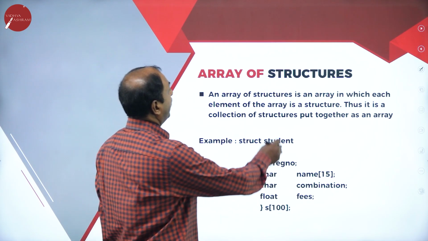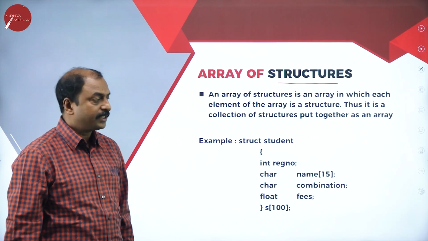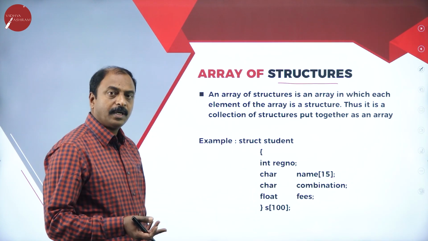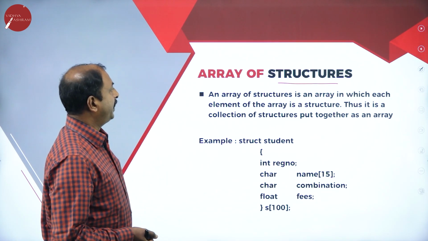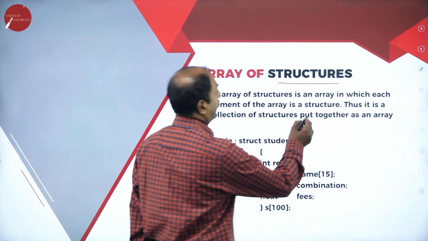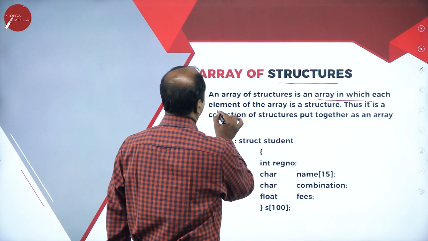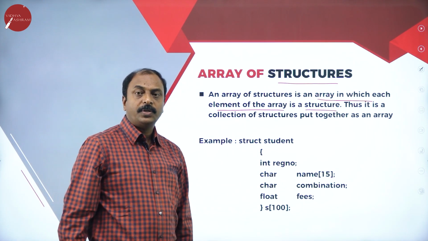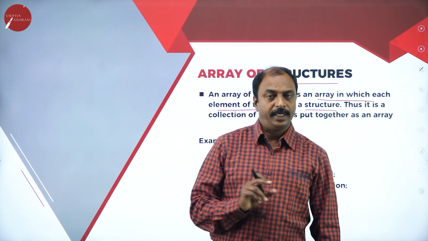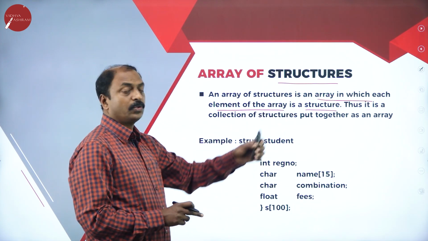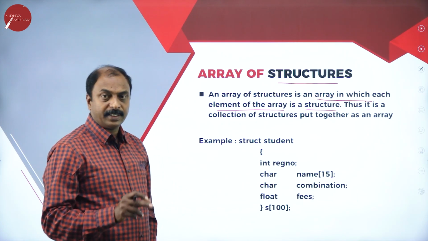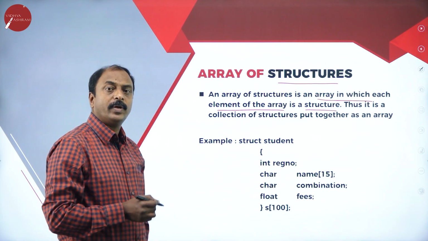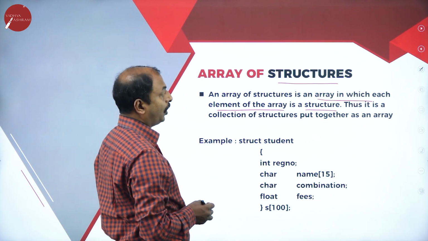Next concept is array of structure. Now, we know what a structure is: a group of elements, which can be of different data types, or members can be of the same data type. But what is an array of structure? It is an array in which each element of the array is a structure. We know how elements are stored in an array: it is a group of elements of one data type. So, if I say array of structures, the meaning is that the array elements are nothing but structures. Each element is an individual structure. That is the meaning of array of structure.